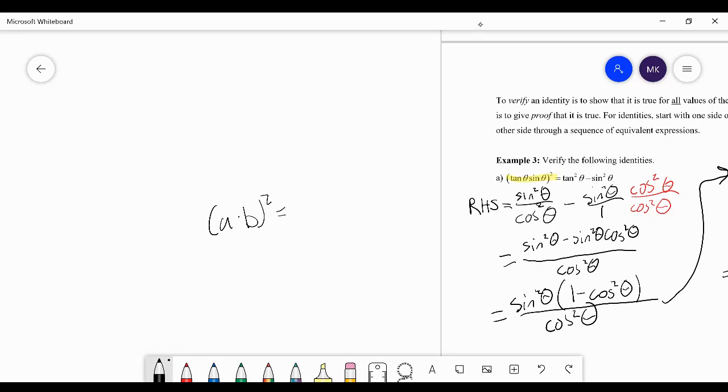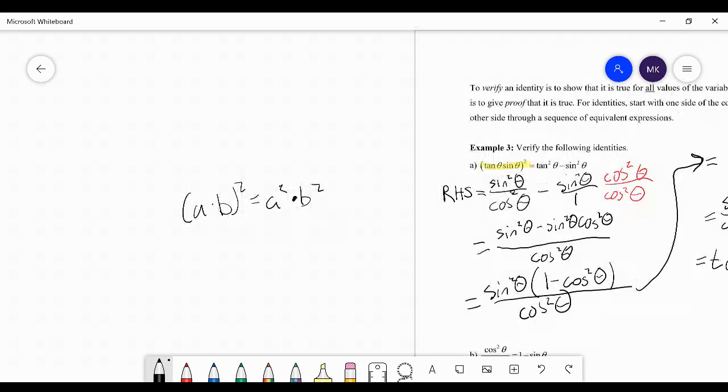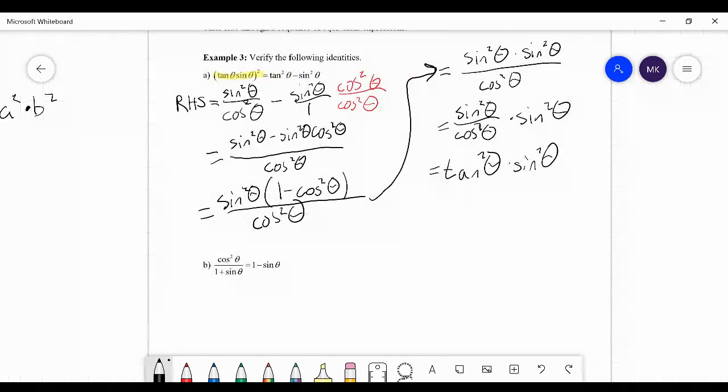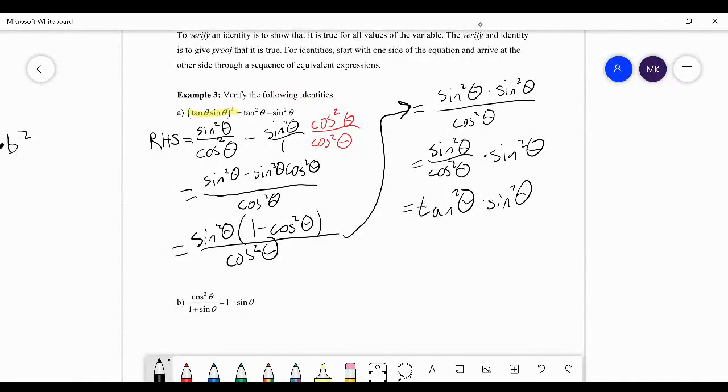A times b squared is just a squared times b squared. And so that means because this is a product of two trig functions, I can pull this exponent out front or outside of it, giving me tangent of theta times sine of theta squared, and that is equal to the left-hand side. And so that is the process of verifying this identity. So we have just verified this identity. Yay!